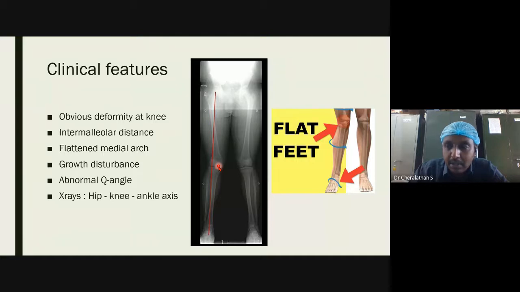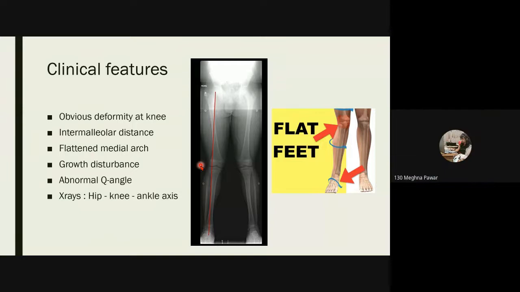Now this is called a valgus alignment. If the opposite happens, suppose the center of the knee goes here, then it's called varus alignment. You will see the X-rays shortly, right? Now, have you understood? Yes, sir.